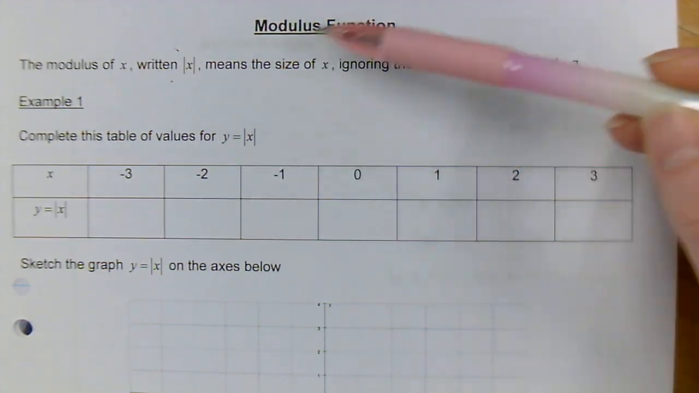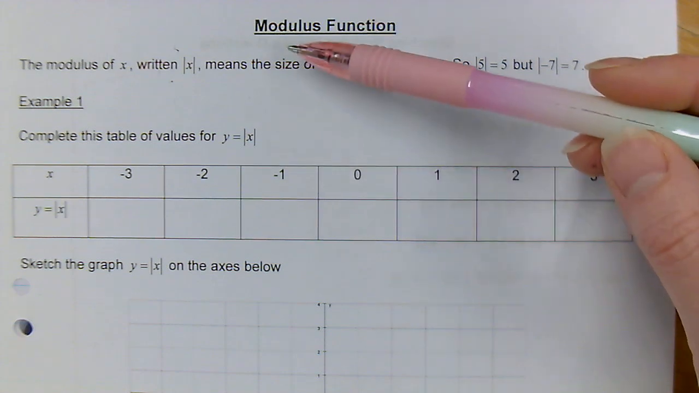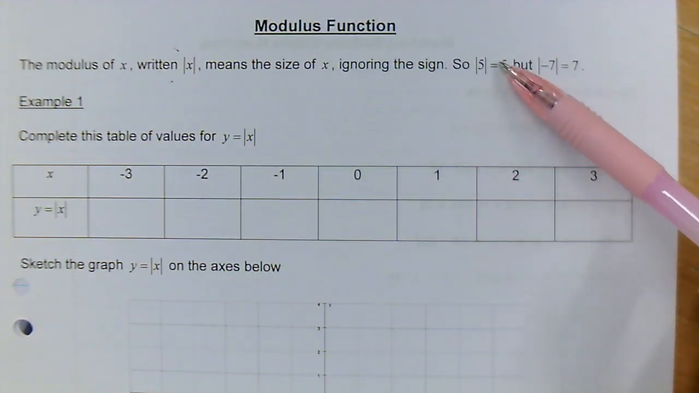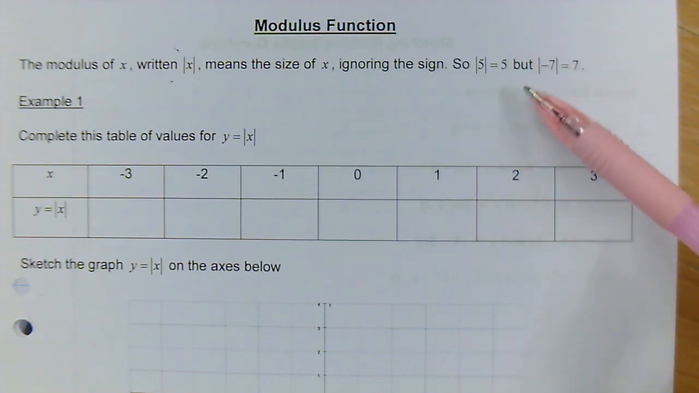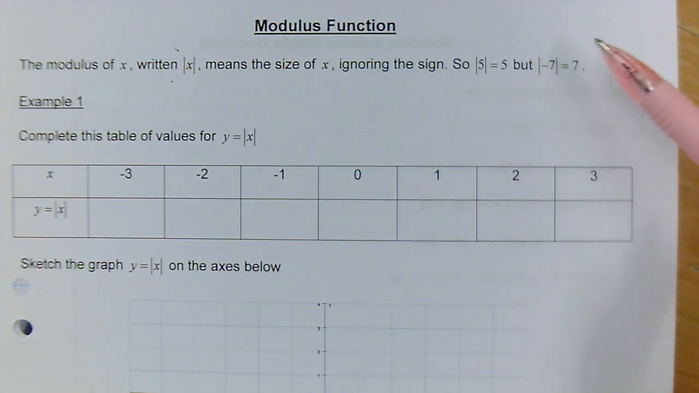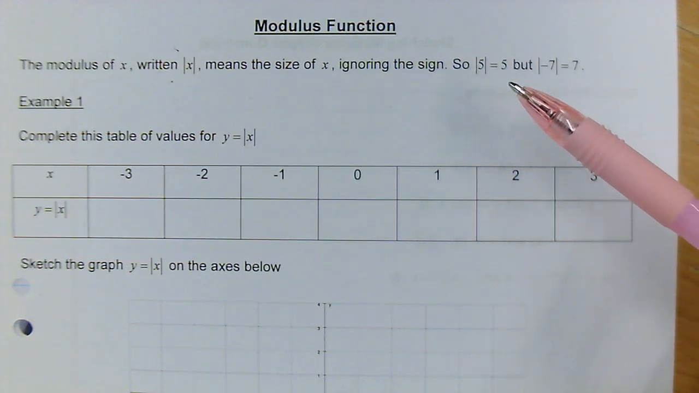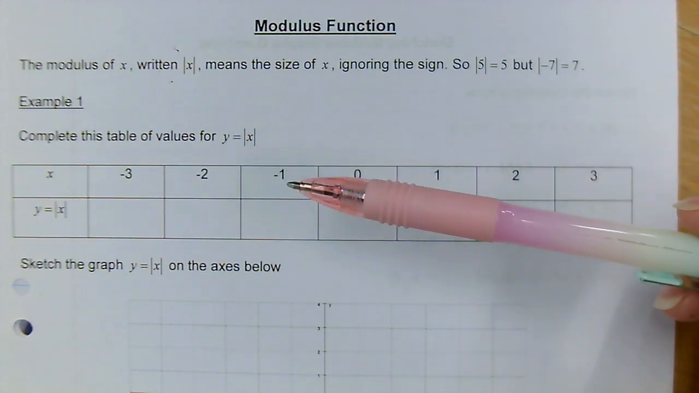So it basically means ignoring the sign and just the size of the number. So modulus of 5 would be 5, but in the same way the modulus of minus 7 would be 7, because it's the size of the number ignoring the sign. Okay, so we can apply that when we look at graphs.